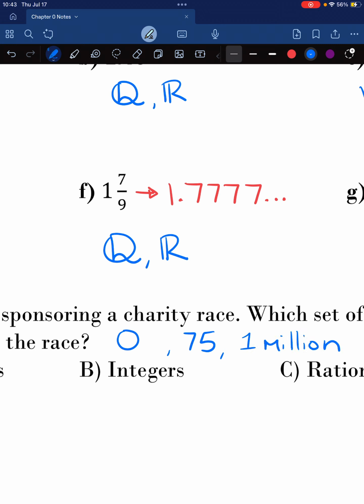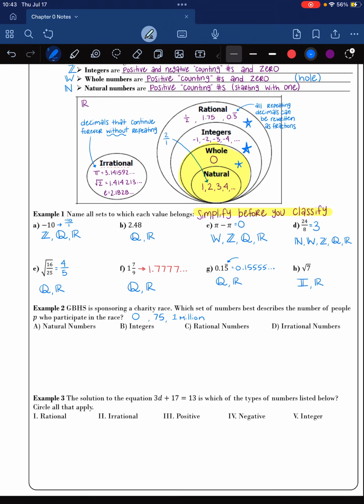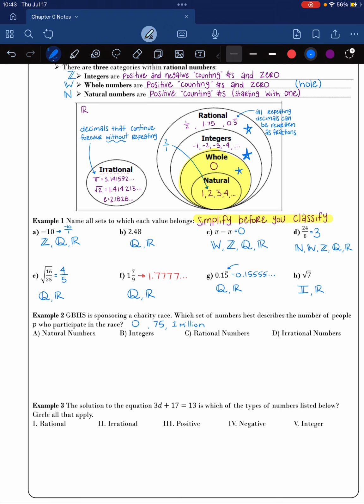We need to think about what type of numbers all of those belong to. Okay, so they are all, I'm going to skip natural for now, they are all integers, but integers also include negatives. So while they are included as integers, that's not really the best set for me to say these numbers belong to, because the number of people participating will never be negative.